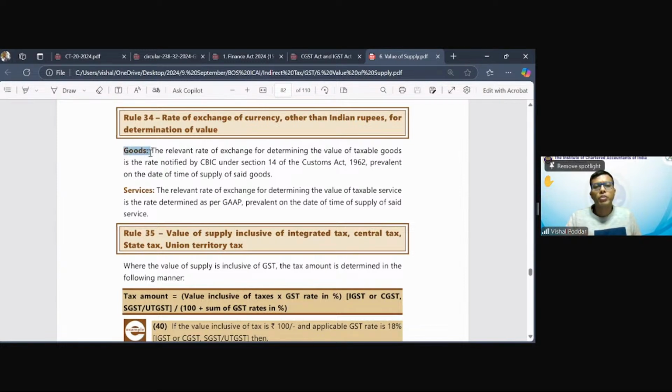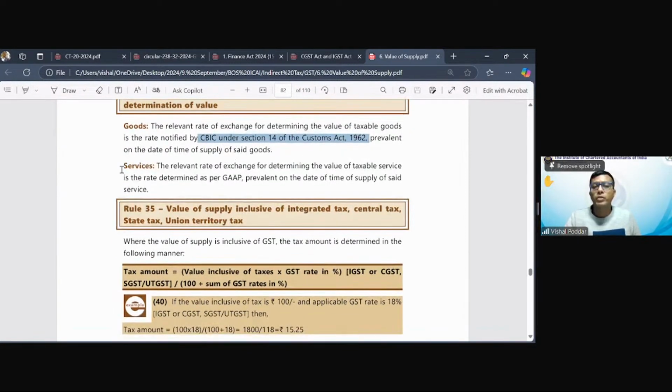If the transaction is of goods, the Customs Act is applicable because it will be import-export. So if the Customs Act is applicable, you go by Section 14 of the Customs Act, which says you have to take the rates notified by CBIC. But for services, customs law is not applicable. In such cases, the rate of exchange that you have to take for converting your foreign currency to Indian rupees will be determined by your general accounting practices, whatever you are following in your accounting.